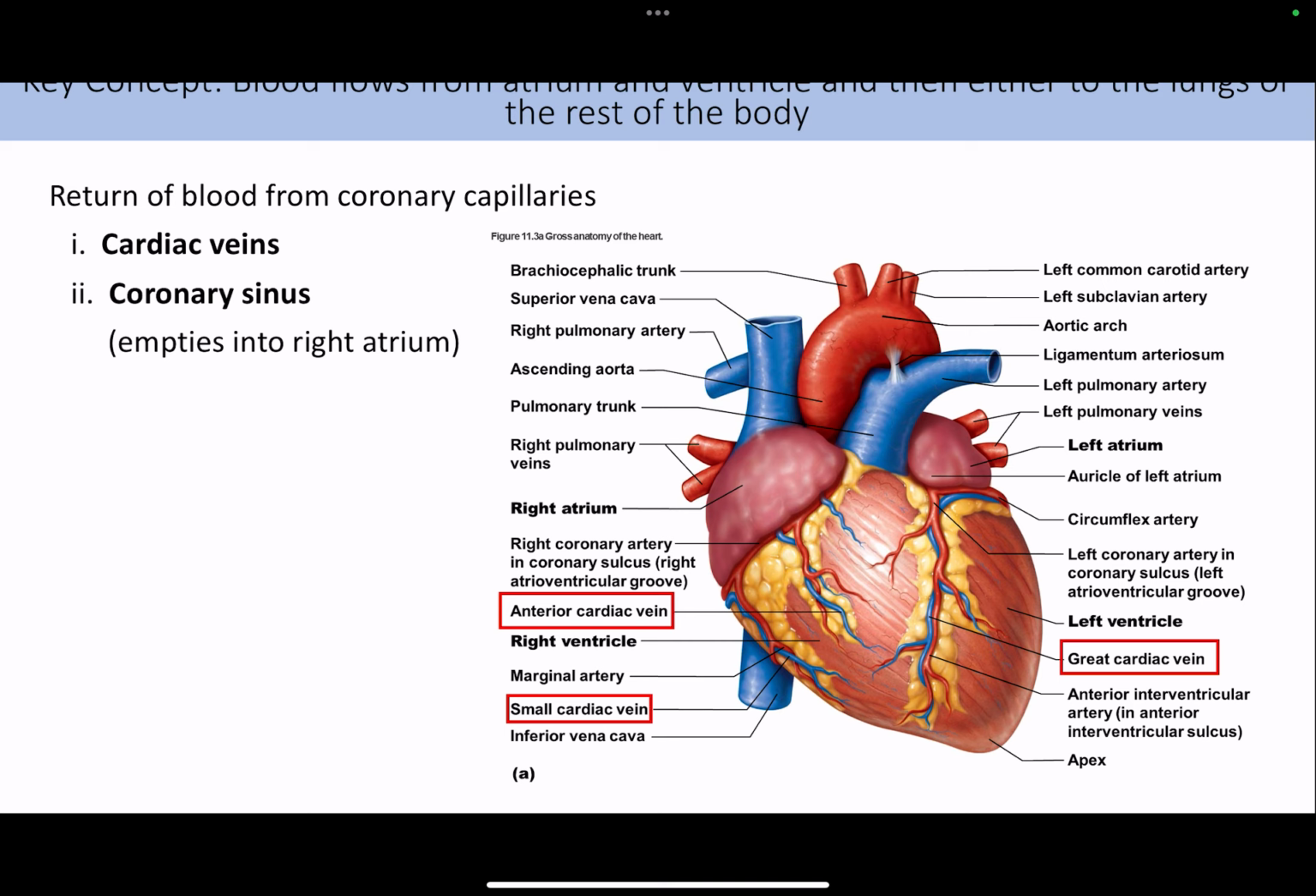So as a group, they are the cardiac veins. And then what they're going to do is they are going to dump all that blood that was just used to deliver oxygen to the heart. We're going to now take that deoxygenated blood and empty it into what's called the coronary sinus. Okay? A sinus is just a large vessel or large vein.